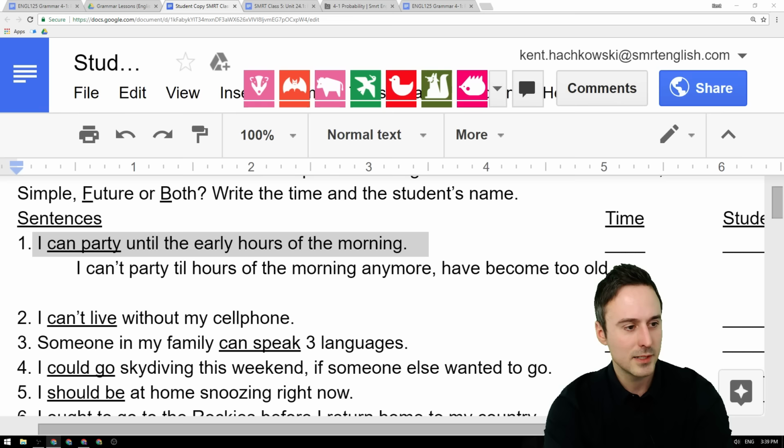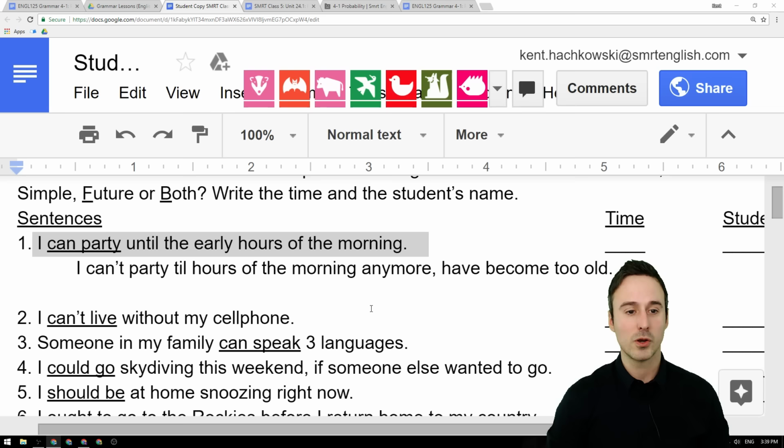And tell me why. So there's your sentence: I can party until the early hours of the morning. Do you guys agree with that or not? What do you think about that? And while I'm waiting for you guys to give a few answers there, we can also go and look at the second one as well.